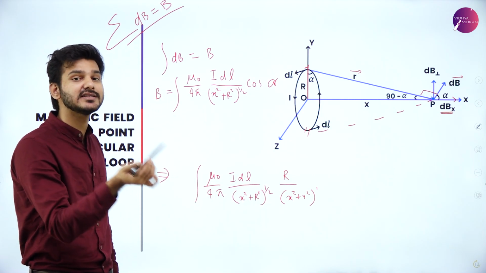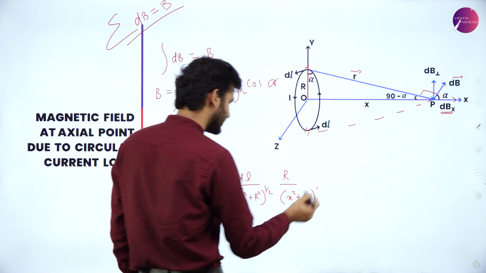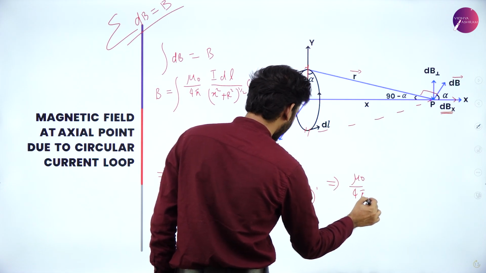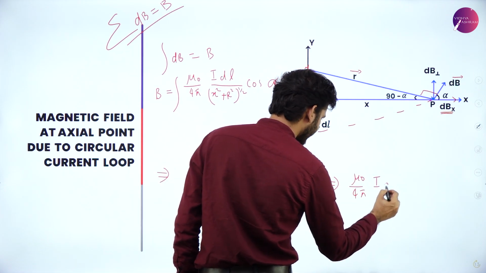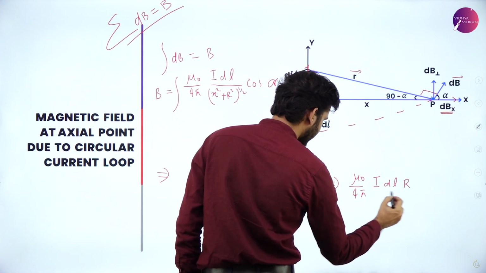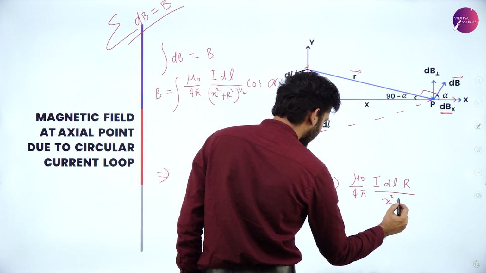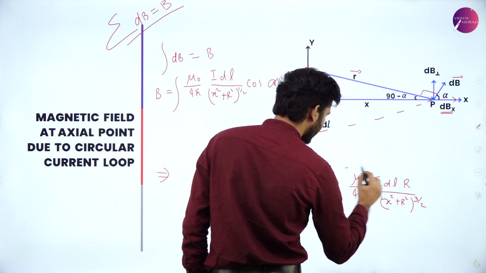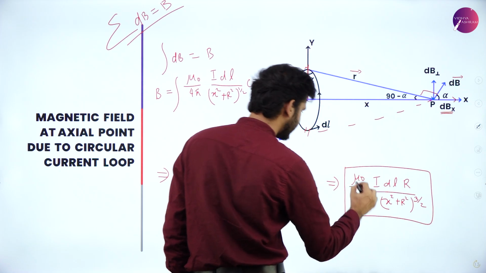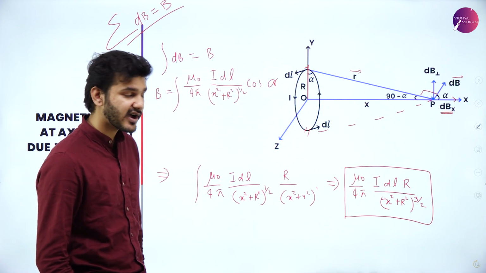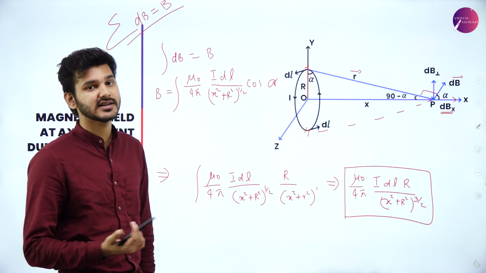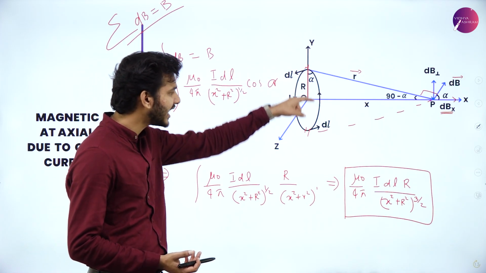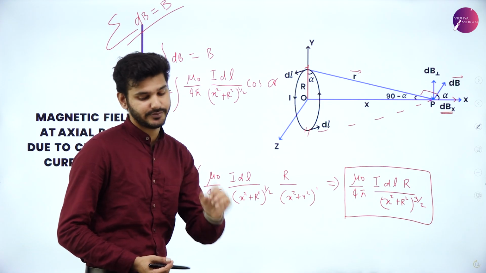1 by 2 plus 1 is nothing but 3 by 2. So we can just write it as mu 0 by 4 pi IDL into capital R divided by x square plus r square whole raised to 3 by 2. This is the equation in order to find the capital B, that is the magnetic field experienced at point P due to a current carrying circular loop.